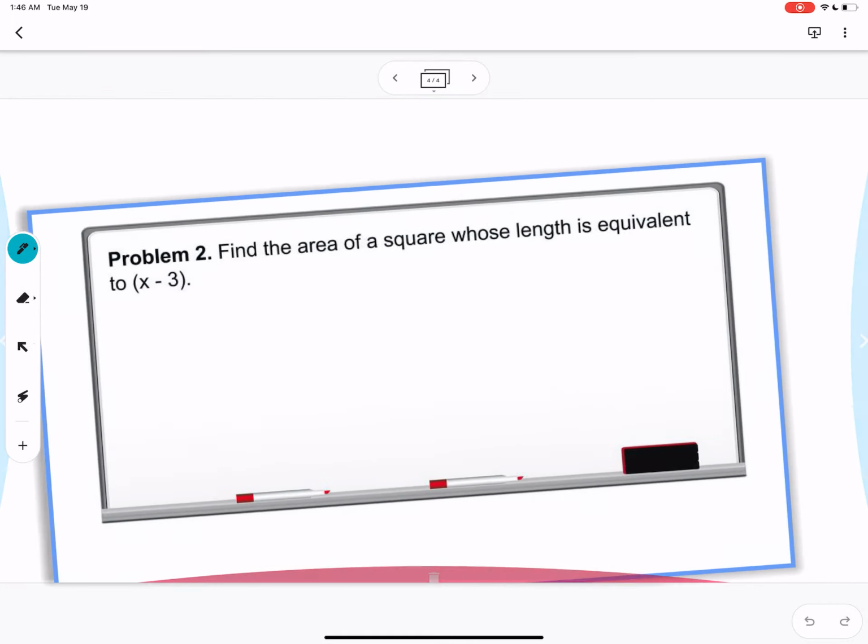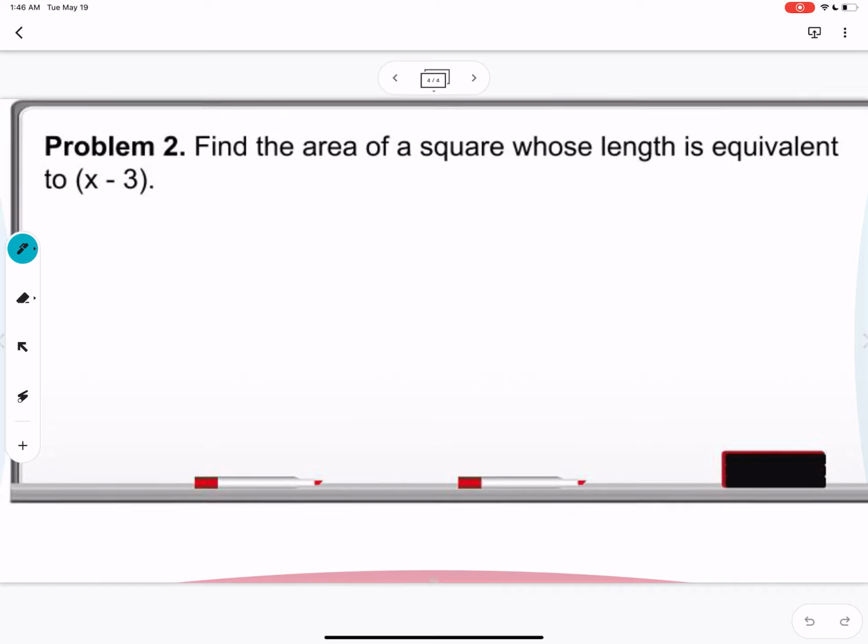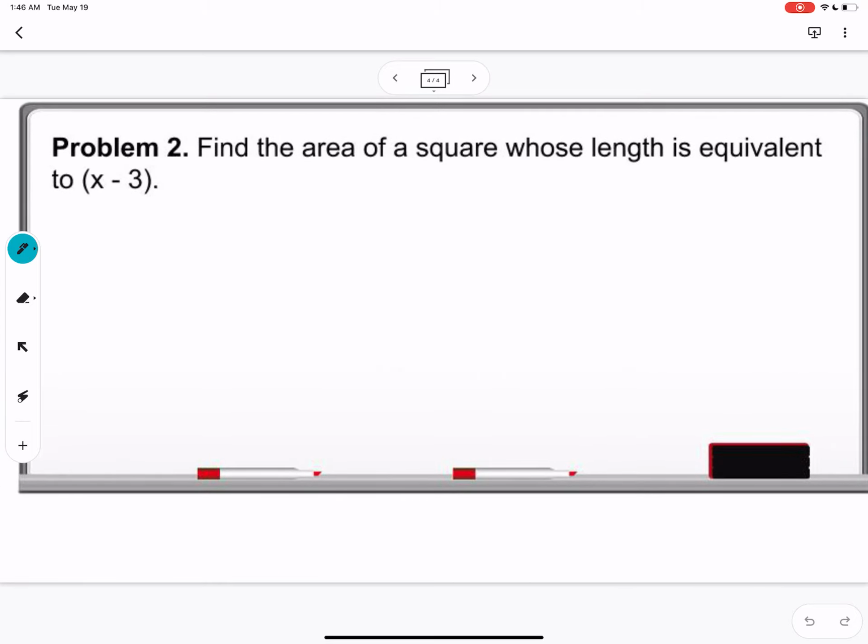Here's your problem 2 of the day. Take a screenshot or jot it down, solve it, and write your answer in the statement of the day.